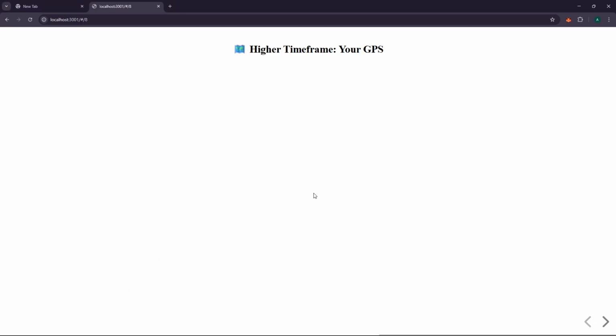So that's what we are talking about there. Now, let's move on, and we're going to be talking about something that changed my trading completely: understanding how higher time frames influence lower time frames. Let me show you what I mean.